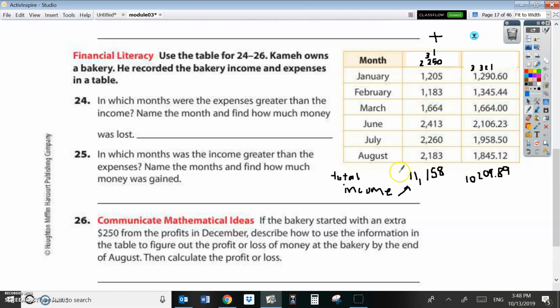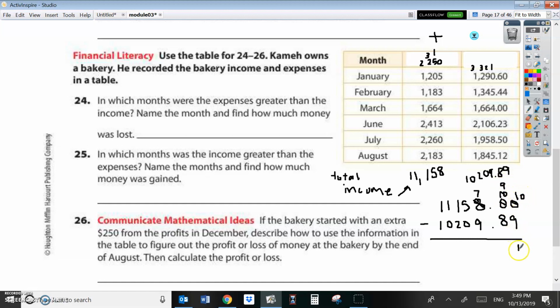Okay, so now we need to subtract. 1, 1, 1, 5, 8 minus 1, 0, 2, 0, 9.89. Put in a decimal and some zeros here. Borrow from that 8 and get 7. Put a 10 here, and a 9 there, and a 10 there.